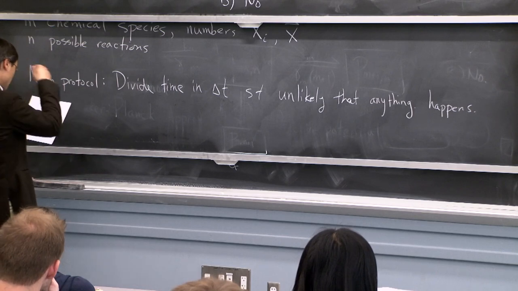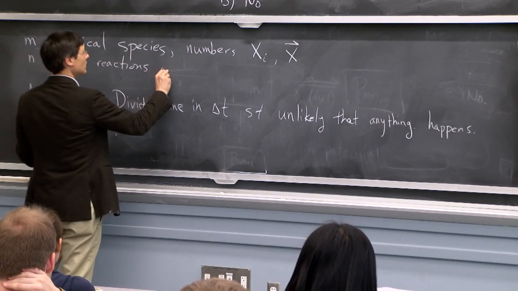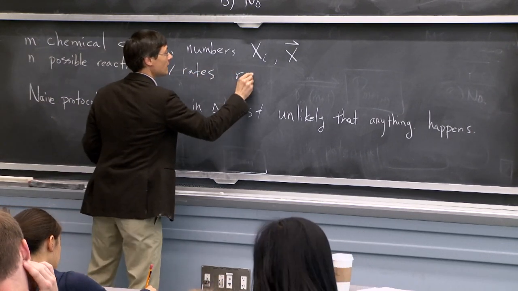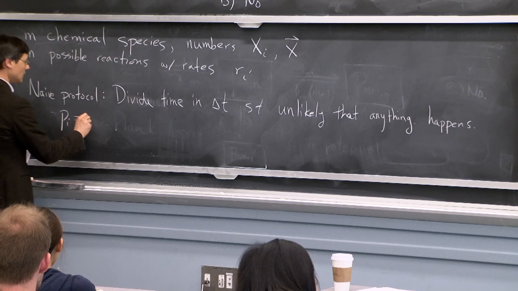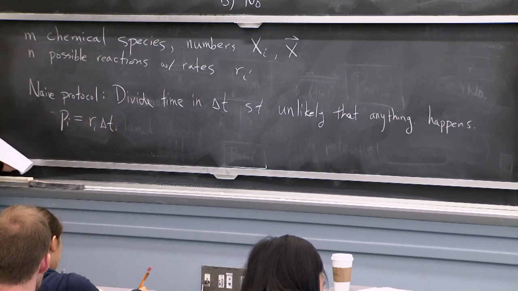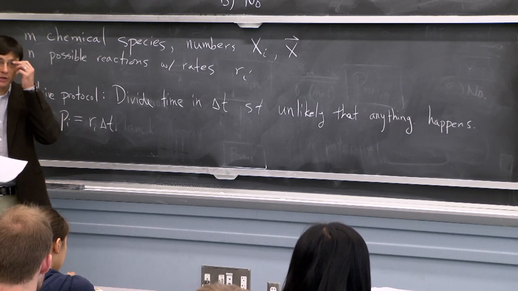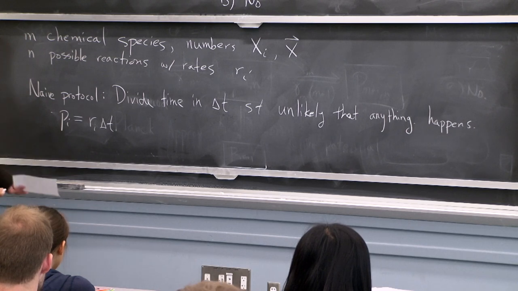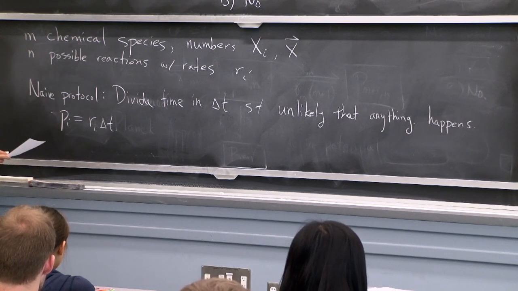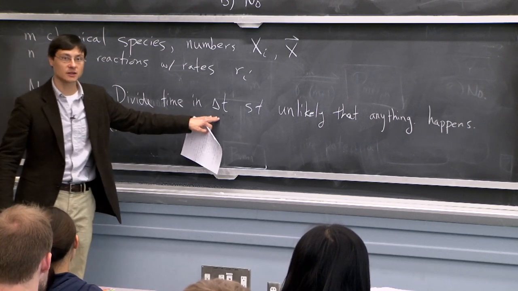So in particular, given possible reactions with rates R sub i, the probability that the ith reaction occurs is equal to Ri times delta t, for small delta t. Each of these reactions will occur at a rate, with exponential distributions of the times for them to occur. This is a Poisson process, because it's random. Now, what we want to know is the probability that nothing is going to happen, because that's how we're going to have to set delta t.